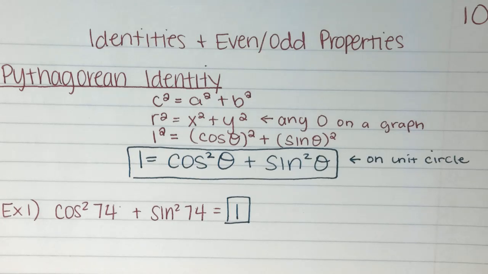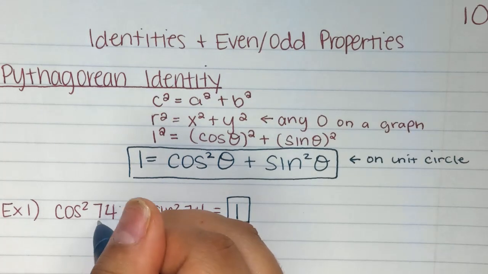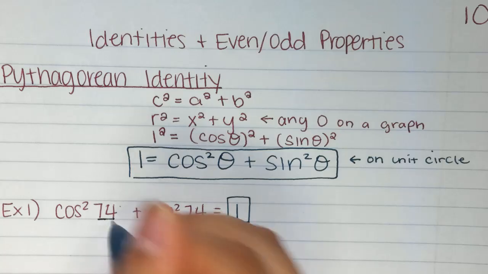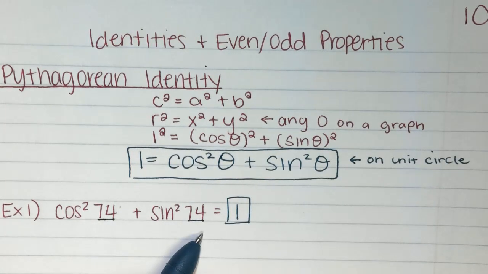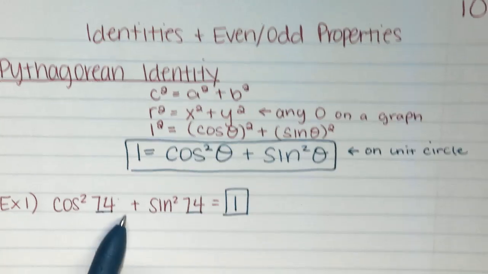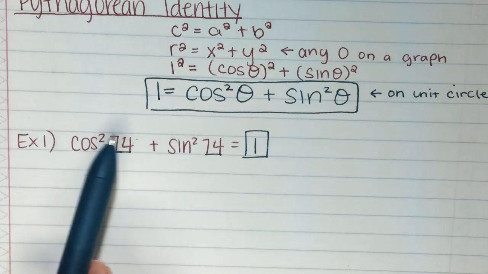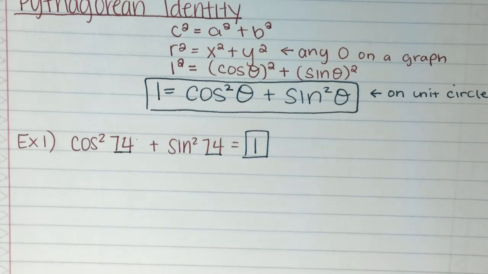Now, a couple things about it. They have to be the same theta. You couldn't have 74 and 82. It wouldn't be 1. The other thing is they have to be squared. If they're both not squared, this doesn't work.